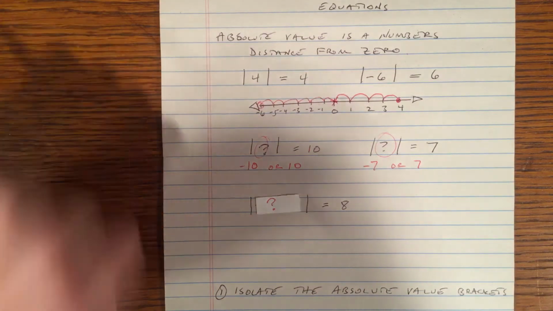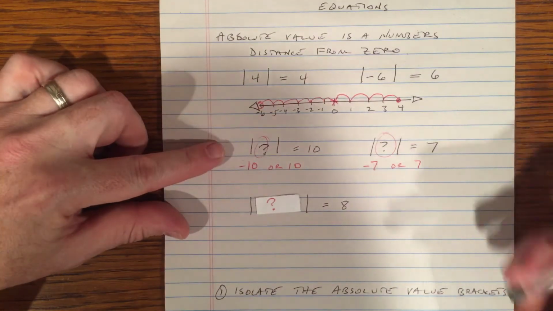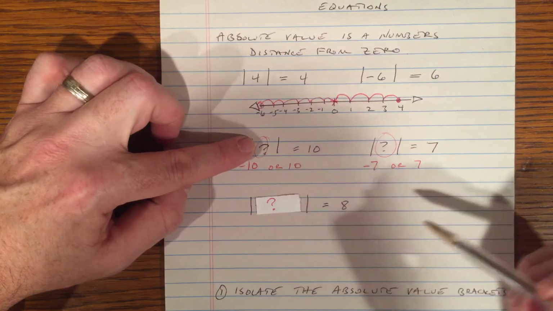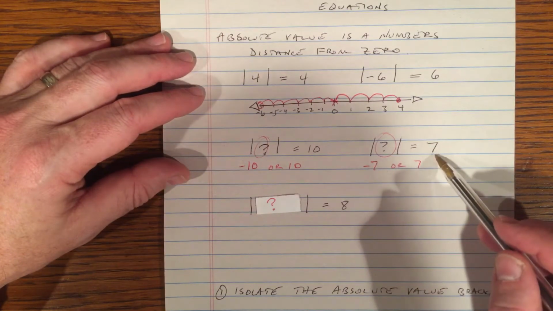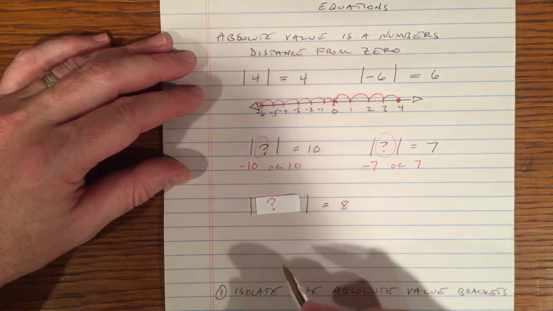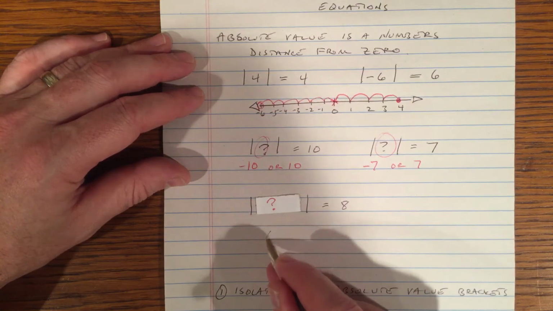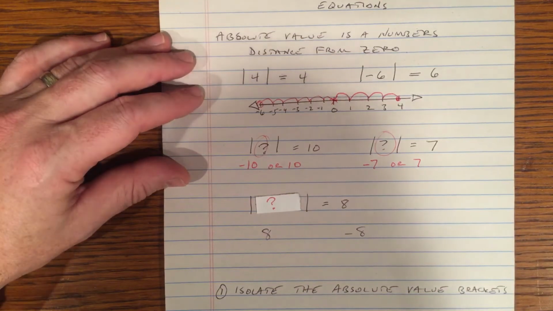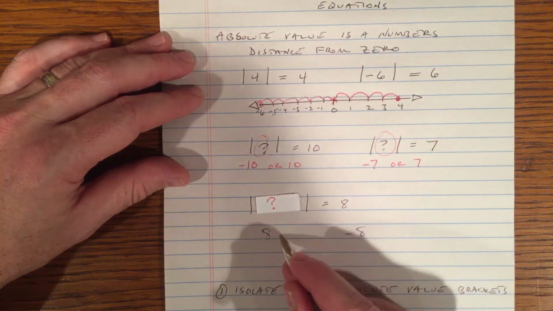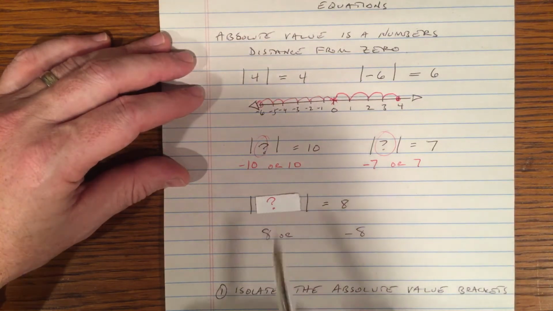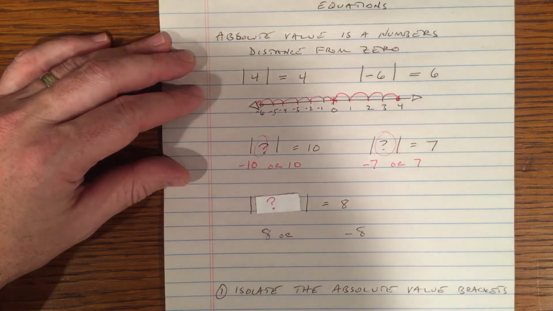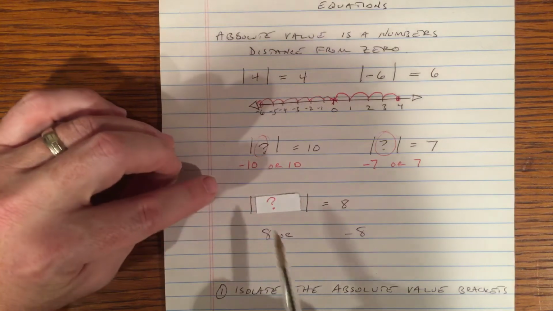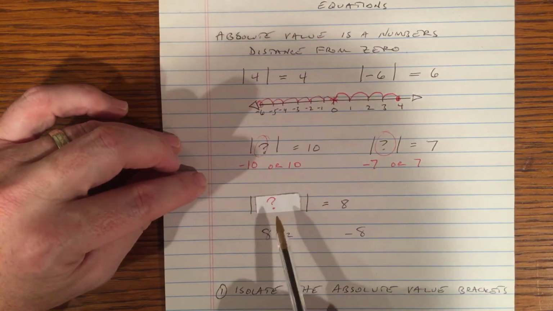And when we do that, we go, okay, well, if I look at the ones above, I could have -10 or 10 inside the absolute value brackets to give me 10, or -7 and 7 would give me 7. So when I think about this, I could again have 8 or -8. Either one of those is possible being inside that absolute value bracket.